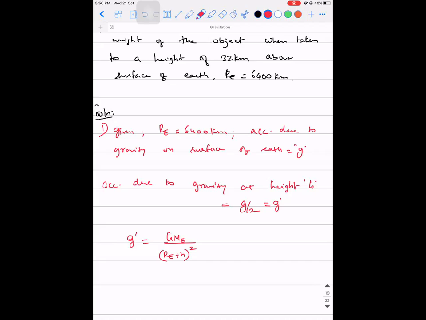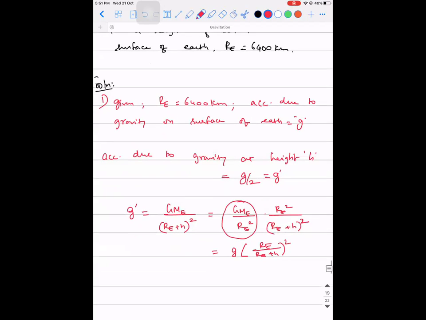Okay. See, I'm going to do a small manipulation to this. GME, I will divide it with RE square and multiply it with RE square. And the denominator, I'm not disturbing it. If you ask me why I did this, it's because there is a formula for GME by RE square. What is it? Small g. So G into RE divided by RE plus H the whole square. This is what is G dash.